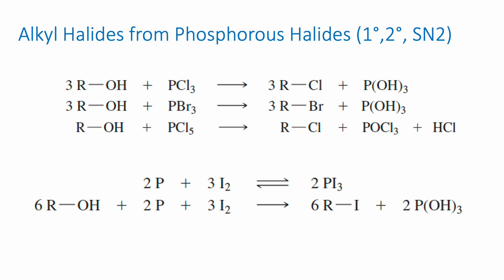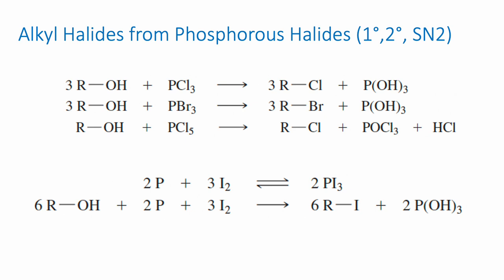The same is true with the bromide. PBr3 has three reactive PBr bonds, and so we can react three alcohols with PBr3 to make three alkyl bromides. And PCl5 reacts a little bit differently. So PCl5 is going to just make, there's a one-to-one ratio here, and our byproducts are a little different. Some of those chlorides stay attached to the phosphorus.